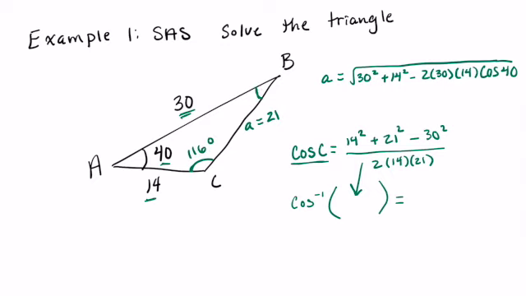Finally, for angle B, all I have to do is take 180, subtract 116, minus 40, and we wind up with 24 degrees. So there's your law of cosines, utilizing it to find a side, utilizing it to find an angle. In my opinion, I prefer using law of cosines.